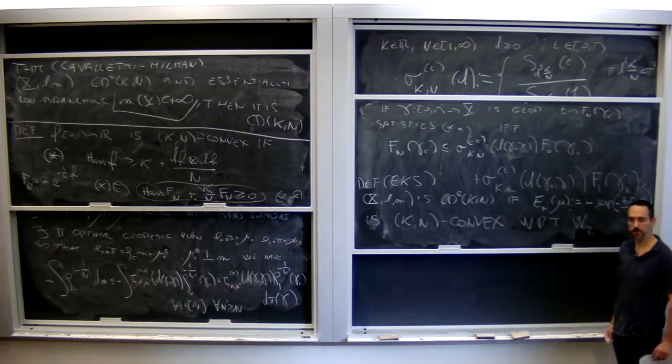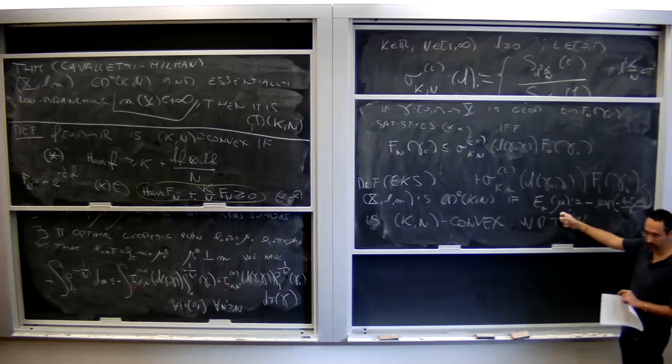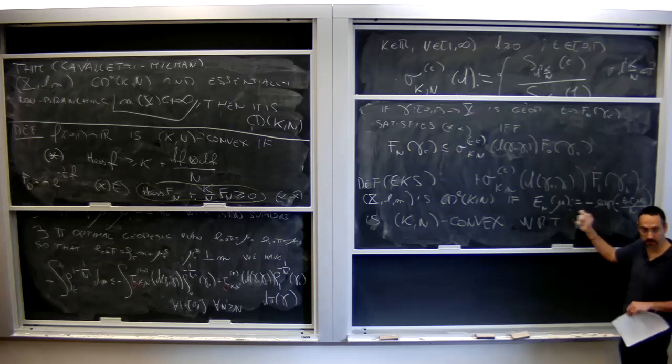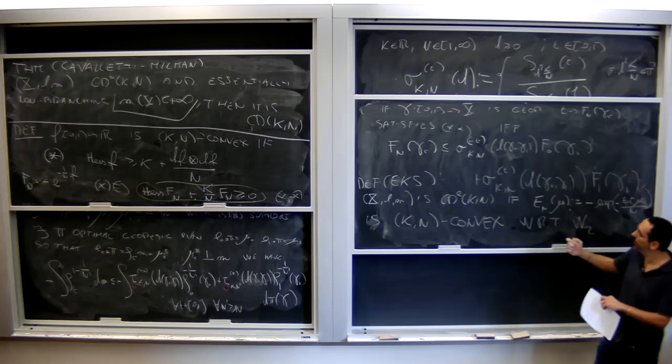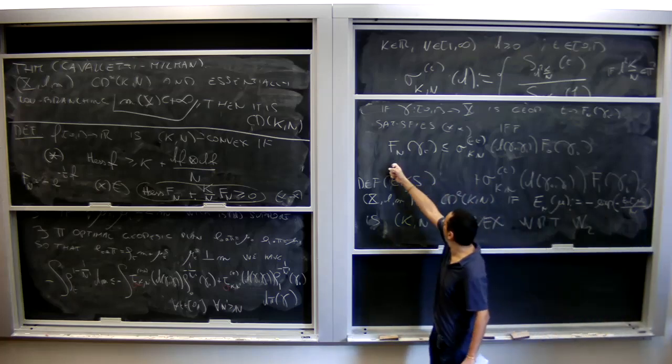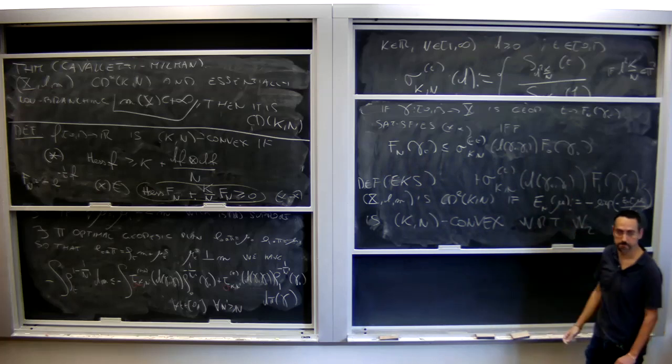So again, what does this mean? Let me write the full definition. This means that for any two measures with finite entropy, so where this is finite, because the domain of finiteness is the same, there exists a W_2 geodesic along which entropy at mu t is less or equal than sigma plus, okay.